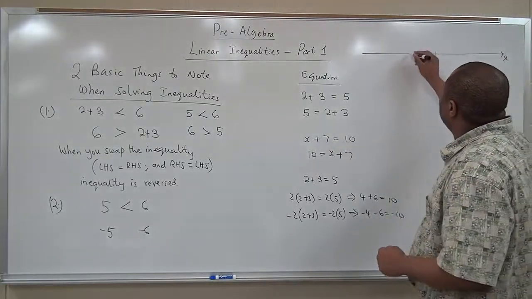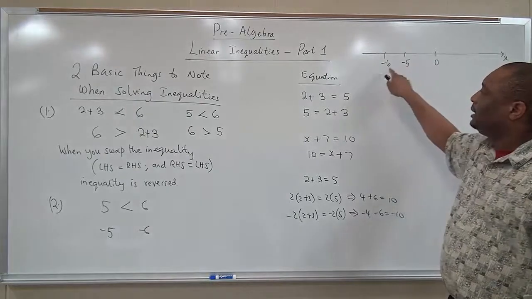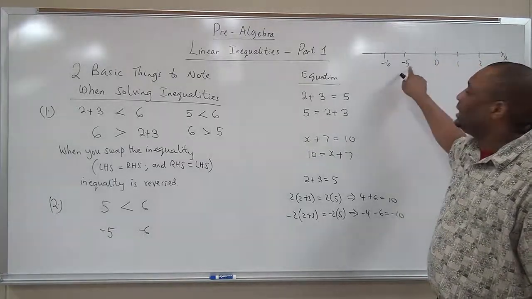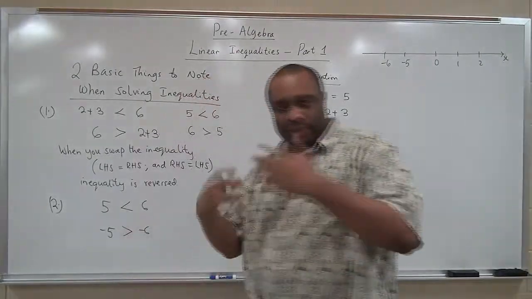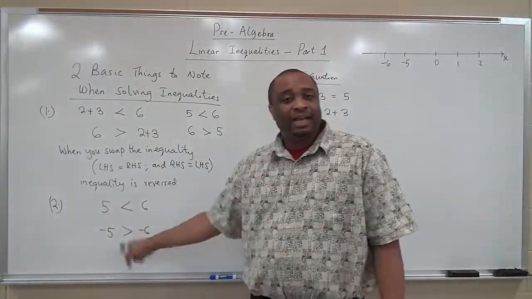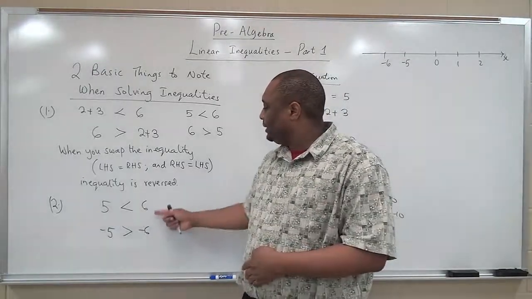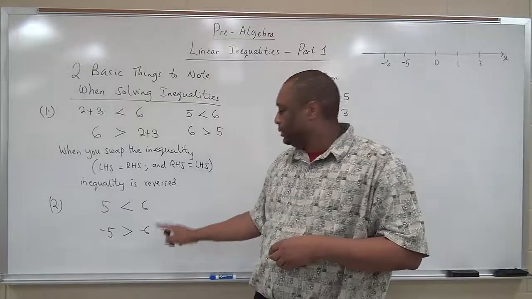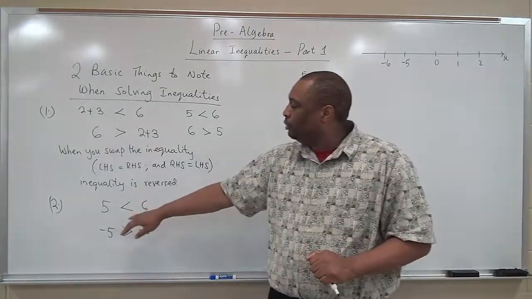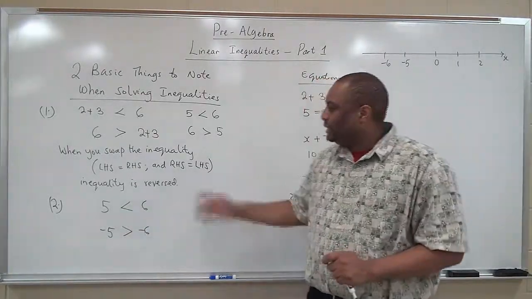So you see that this is negative 5, this is negative 6. As you go up, this is greater than this. 2 is greater than 1, 1 is greater than 0, 0 is greater than negative 5, negative 5 is greater than negative 6. We discussed that in the video on numbers. So now you ask yourself, what will you do to 5 to give you negative 5? You either multiply by negative 1 or divide by negative 1. The same goes for 6 to give negative 6. So whatever you multiply or divide by a negative number, the inequality is reversed.